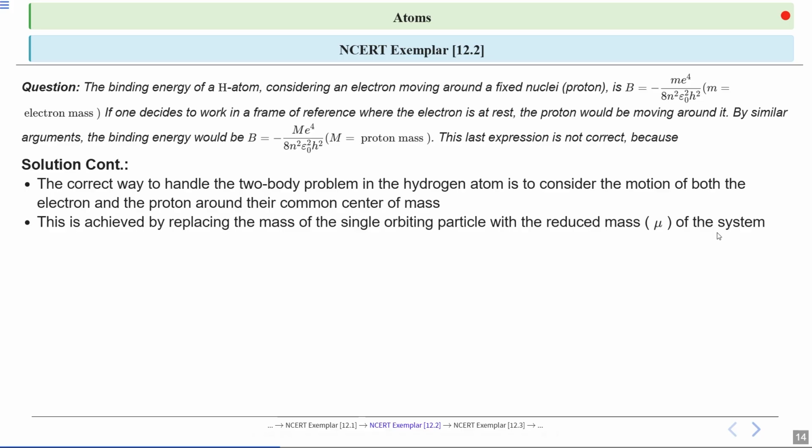To handle this correctly, we introduce the concept of reduced mass, written as mu. The reduced mass mu is calculated as mu equals small m capital M upon small m plus capital M, where small m is the electron mass and capital M is the proton mass.